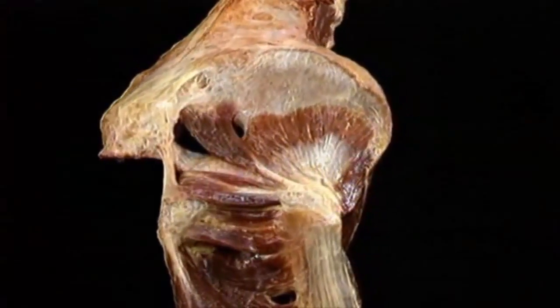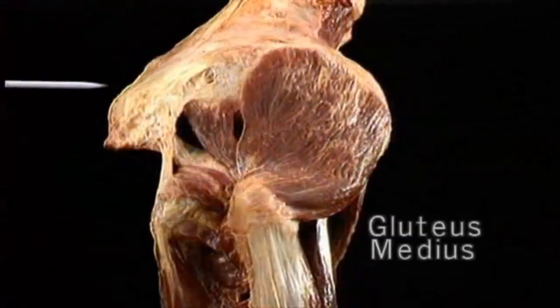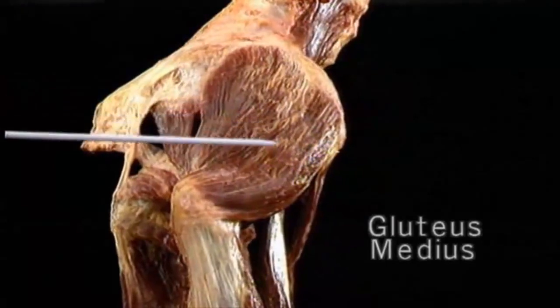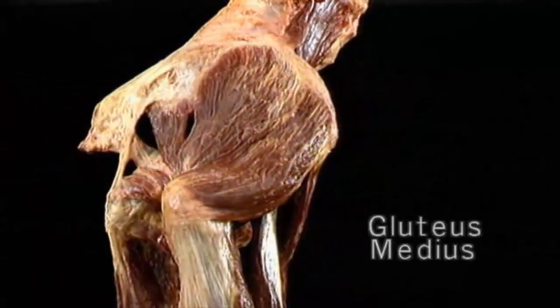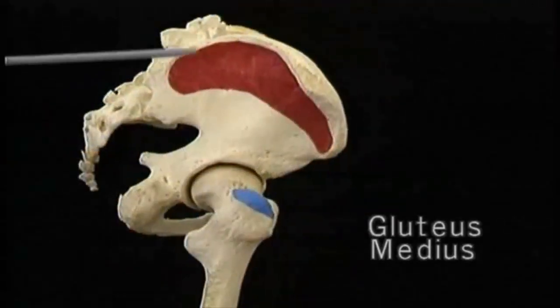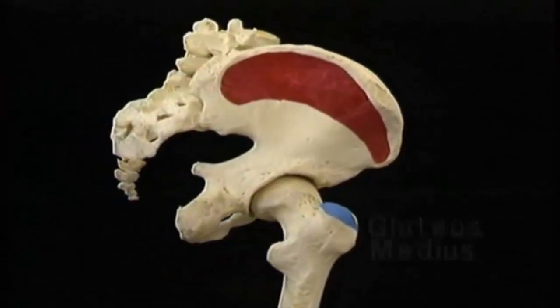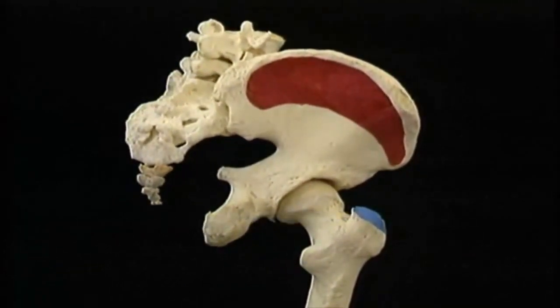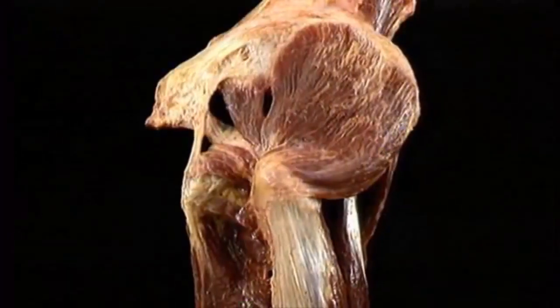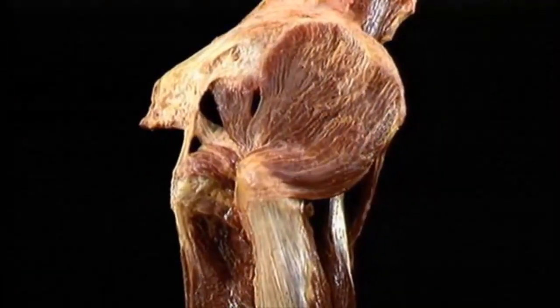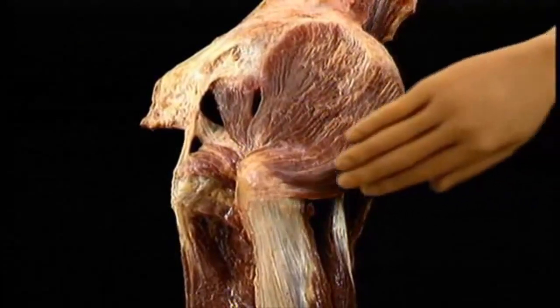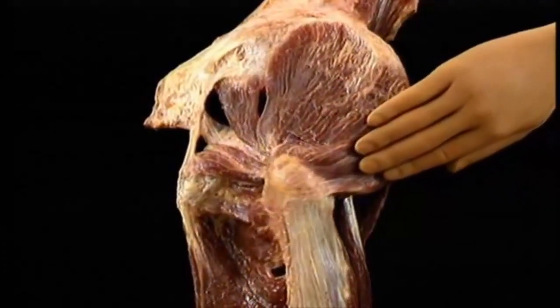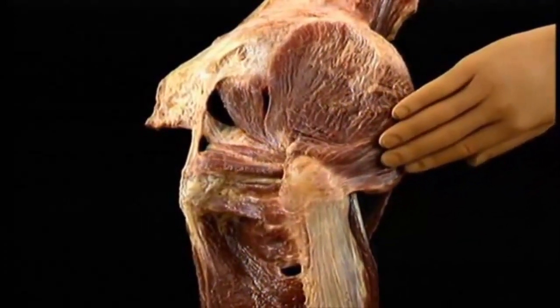Overlying gluteus minimus is gluteus medius. Gluteus medius arises from this part of the ilium. It's inserted here on the outer aspect of the greater trochanter. Though gluteus medius is mainly an abductor, as we'll see, its anterior part also produces medial rotation at the hip.